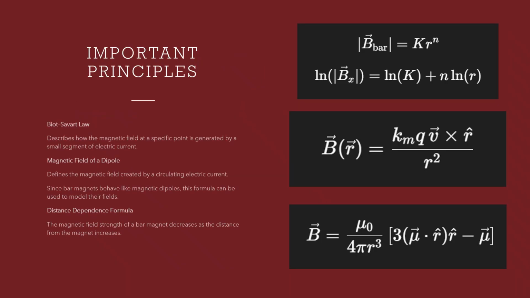Important principles included the Biot-Savart law, which describes how the magnetic field at a specific point is generated by a small segment of electric current. Next was the magnetic field of a dipole, which defines the magnetic field created by circulating electric current. Since bar magnets behave like magnetic dipoles, this formula can be used to model their fields. The last one was the distance dependence formula: the magnetic field strength of a bar magnet decreases as the distance from the magnet increases.